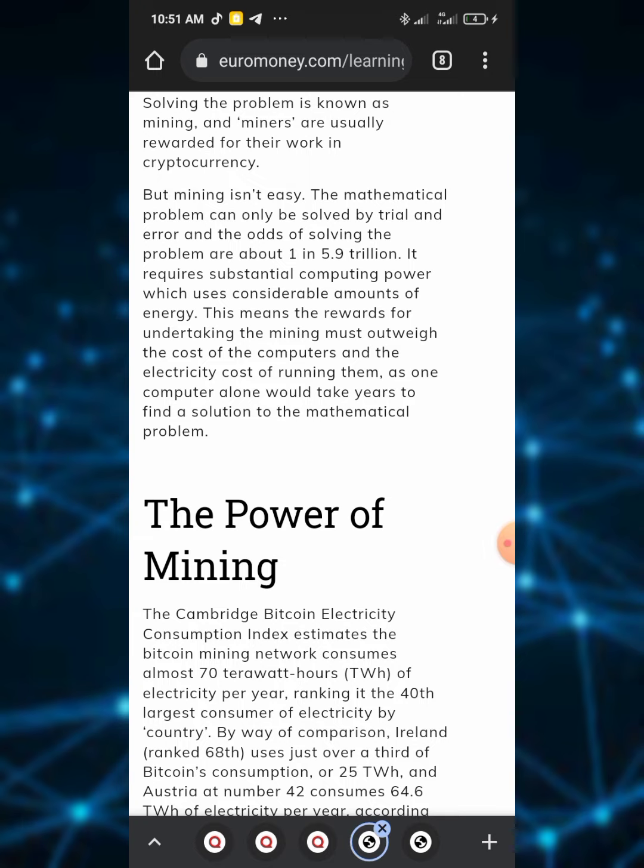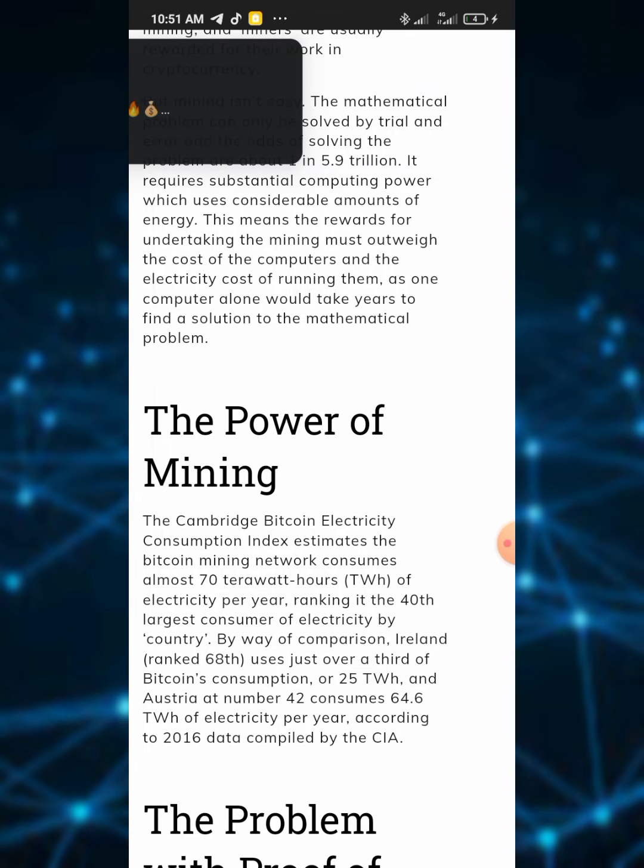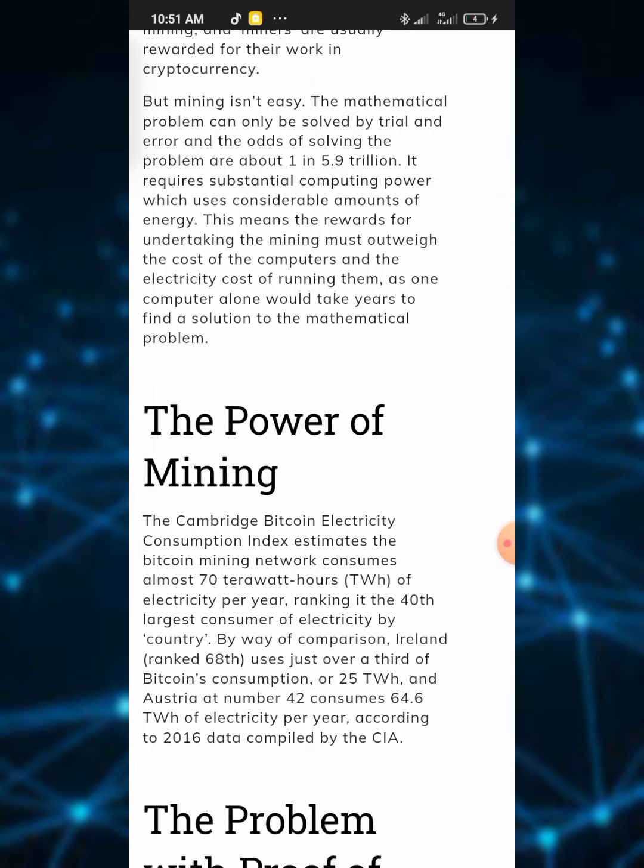So guys, this is why you see people saying they want to mine cryptocurrencies. What they mean is that they are trying to use the power of their computer to solve mathematical problems within a particular network.